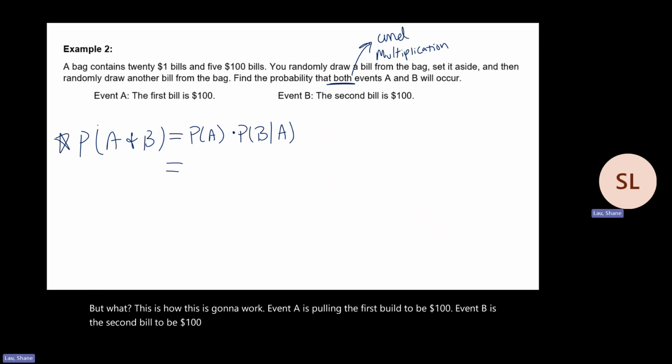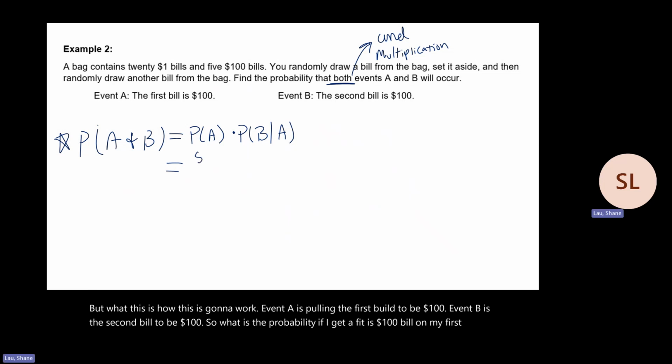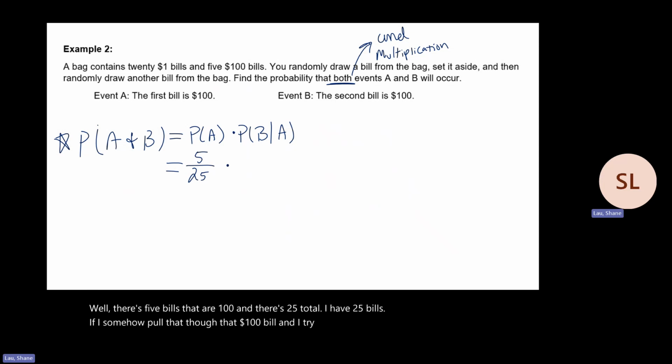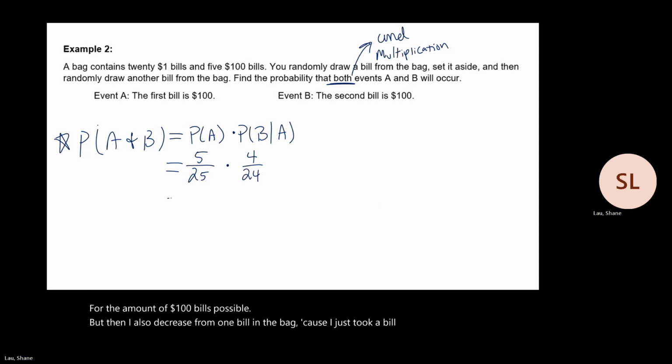So what is the probability if I get a $100 bill on my first one? Well, there's 5 bills that are 100, and there's 25 total. I have 25 bills. If I somehow pull that $100 bill and I try to go for a second one, I now have removed one of them. So I reduced down by 1 for the amount of $100 bills possible. But then I also decrease from 1 bill in the bag because I just took a bill out. And you just multiply.